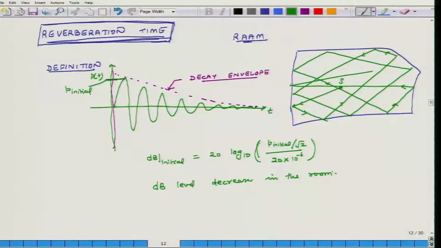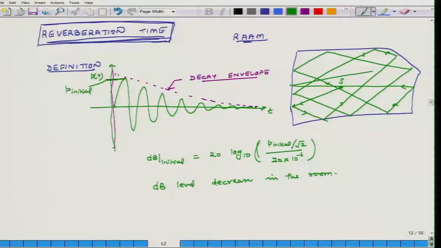Okay. Why has it decreased? Because more and more energy keeps getting absorbed, so the dB level keeps decreasing. So, once again, what am I doing? I am taking this room, and in the room I am playing this speaker for some time, let us say 3 seconds. So, sound is bouncing all over the place, and then I stop it.